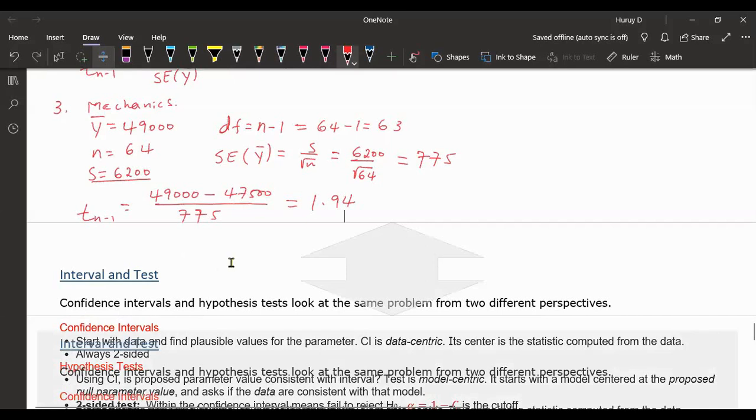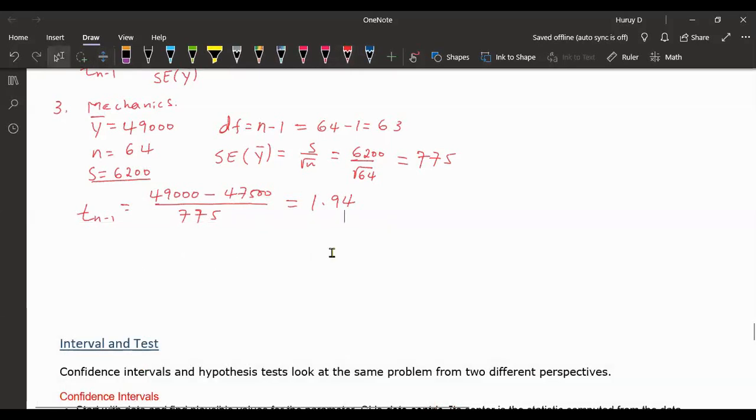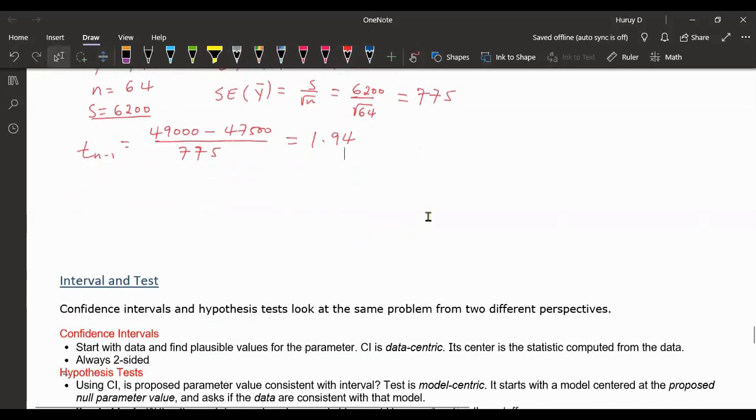What do we need next? We need to find the p-value now. So this is the calculated t-value, or the test statistic. Now, before we go to the p-value, let's look at what this means.